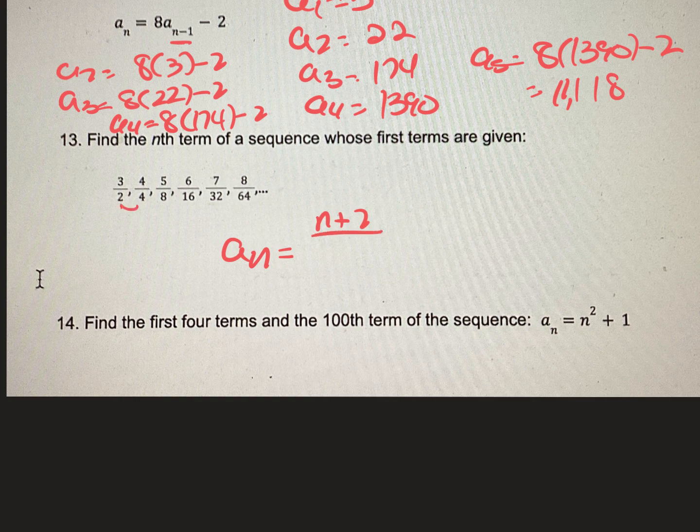On the bottom, it's doubling. That's really, think about it, that's 2 to the first, 2 to the second, 2 to the third. So on the bottom, it's going to be 2 to the n, and that's it.